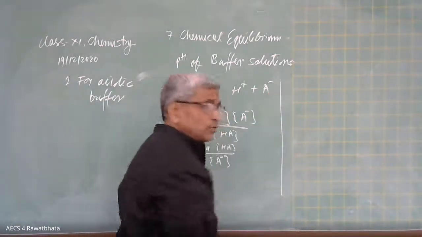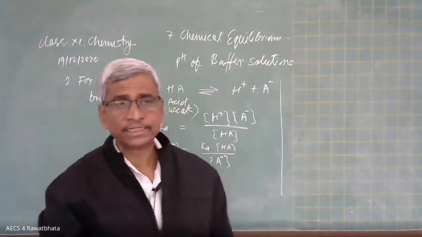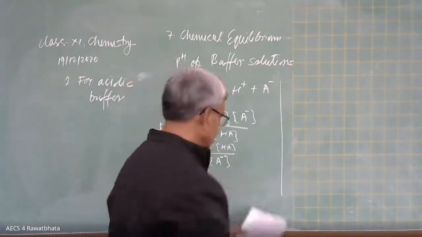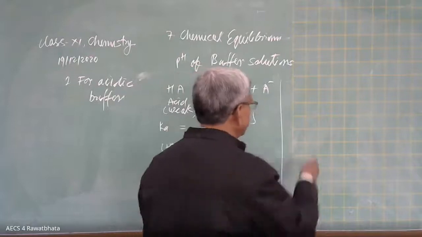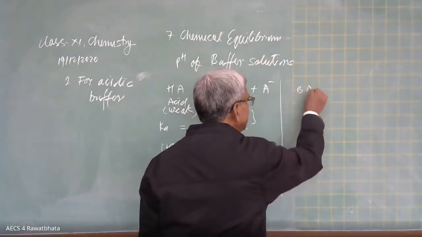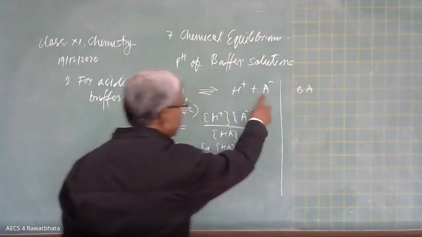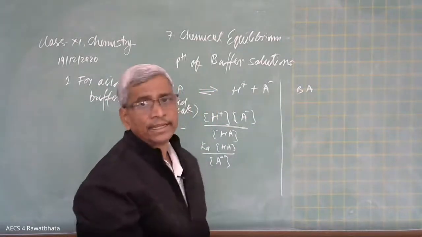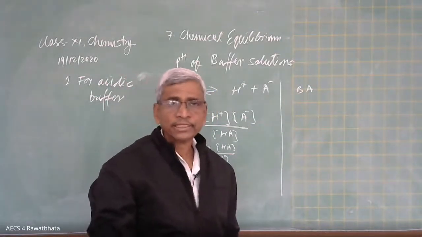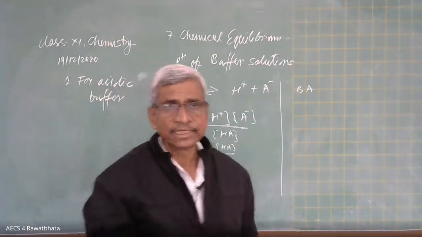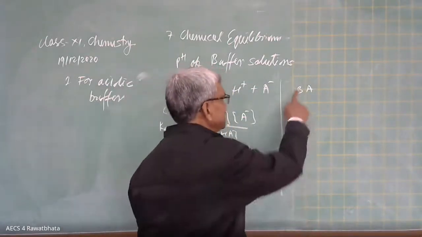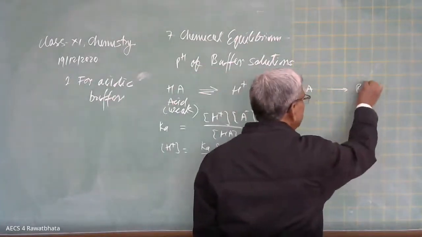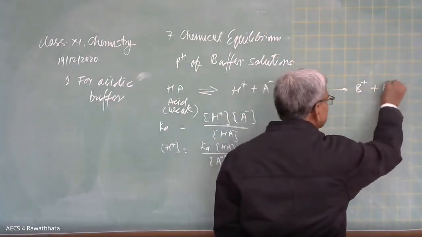Then we are going to add a strong salt to it. A strong salt is also added in a buffer solution. Strong salt is represented as BA, where A minus is the anion of the acid and B plus is the cation, the metal ion, like sodium from a strong base. This ionizes completely to form B positive plus A minus.